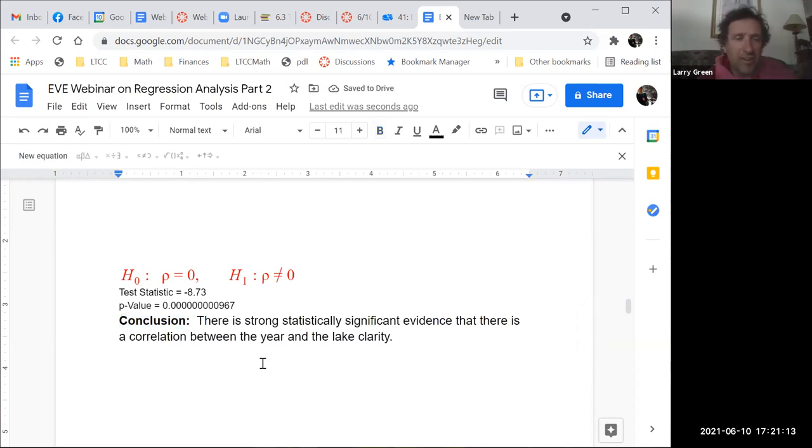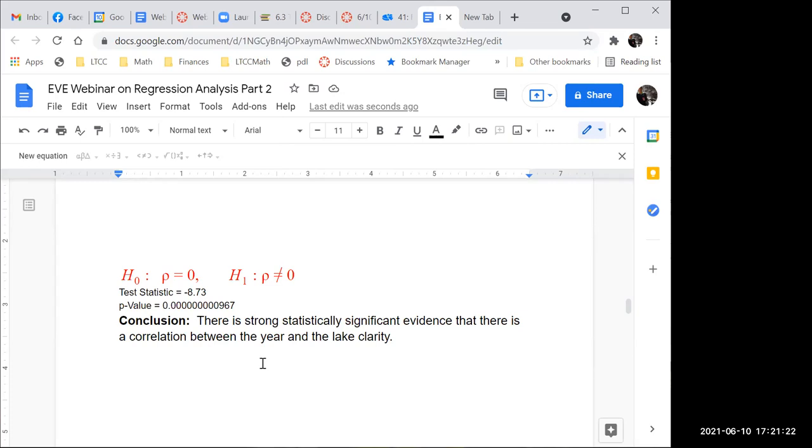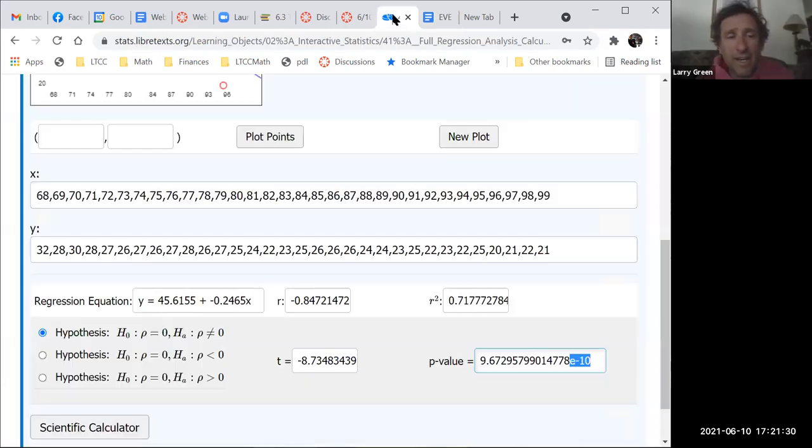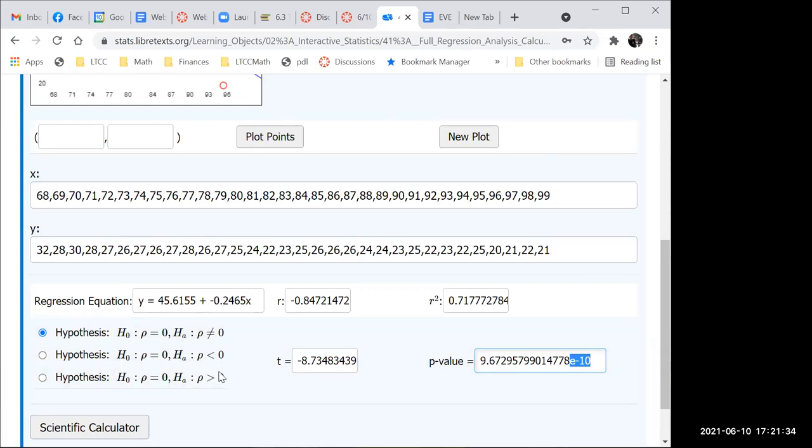Any questions at all on the hypothesis test for correlation? I did have one question. I'm not sure if you said this, but can it also be greater than or less than? Yeah. And in fact, if you go to the calculator, do you see the greater than or less than? Oh, yeah. But here's what I said.